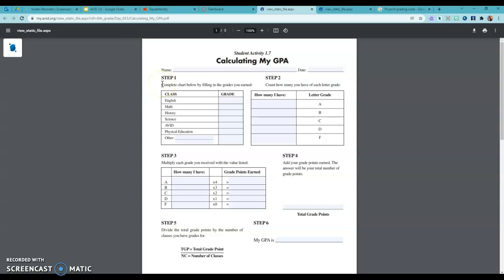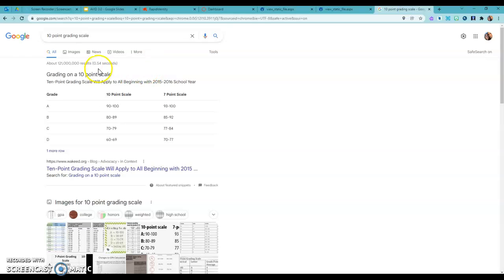Complete the chart below by filling in the grades you earned. Keep in mind, it's not asking for your number grade, it's asking for your letter grade. You see how these have the letters over here? Go to your PowerSchool, look at your grades, look underneath F1 for the grades we'll be using, and based off your number grades, you can pull up a 10-point grading scale like this. Ignore this column, it's a 7-point, we're not dealing with that.